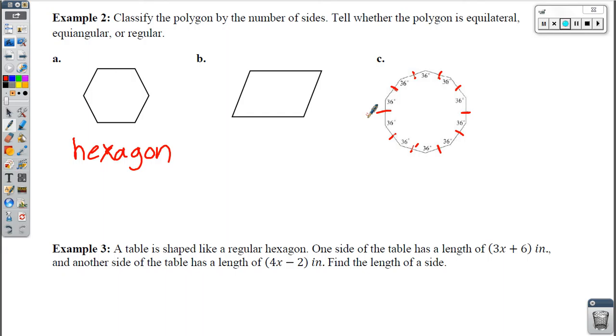For part A though, there are no markings there. There's no indication of whether or not those are actually the same length. So they look like they are, but maybe one has a length of like 100 and the other has a length of 99.99999. They could be very, very close, so close that we just can't see that they're not the same. So we only say that they're going to be the same if they are actually marked. So we do not have enough information to say that this is equilateral or equiangular or regular. On part B, this has 4 sides, so this is a quadrilateral.